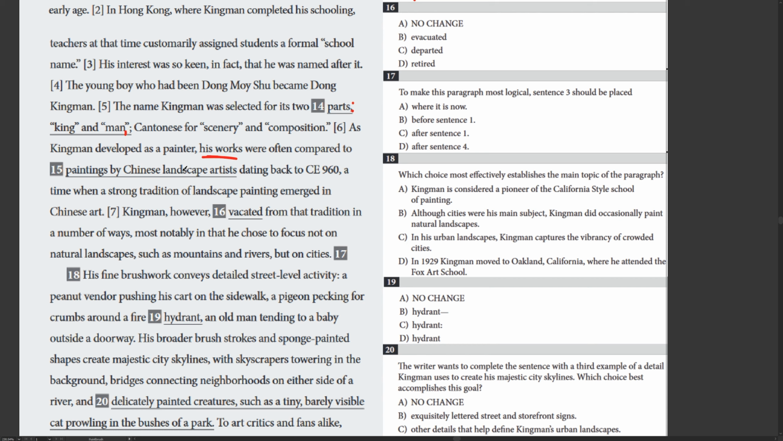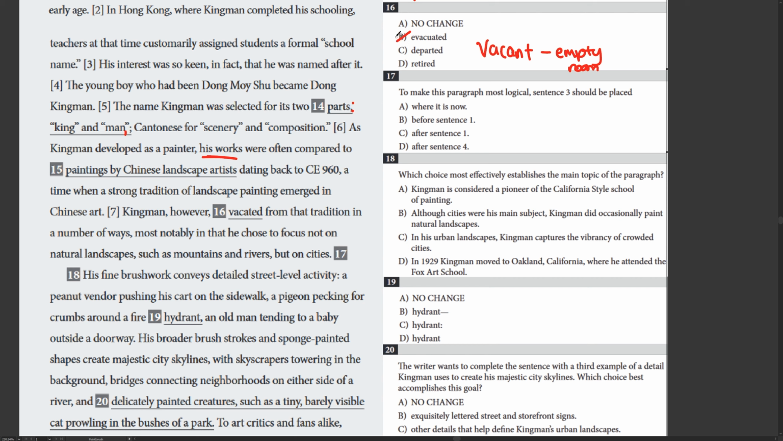Number 16 says, Kingman, however, vacated from that tradition in a number of ways, most notably in that he chose not to focus on natural landscapes such as mountains and rivers, but also on cities. So in that case, what we have to focus on is vacated, and vacated means like vacant, like an empty hotel room or an empty room or a place. Evacuated means to run away from something, but he's not running away, he's just on a different path.